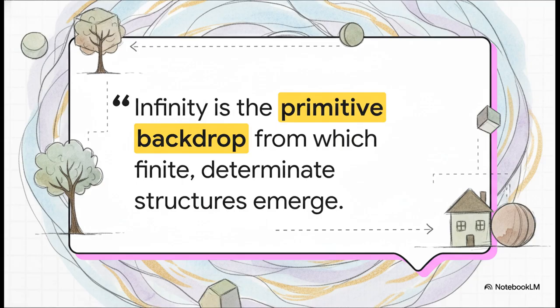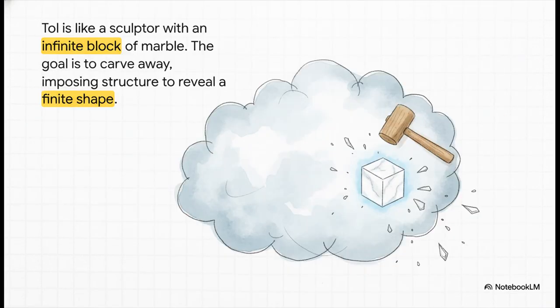The reality we see all around us is just what emerges when you carve out finite, stable structures from this formless, infinite potential. So if Fock space is a library you build from the ground up, TII is like a sculptor who starts with a single infinite block of marble. The goal isn't to add more stuff.